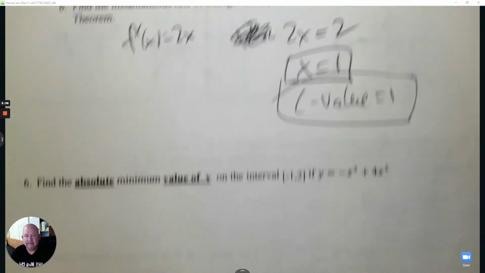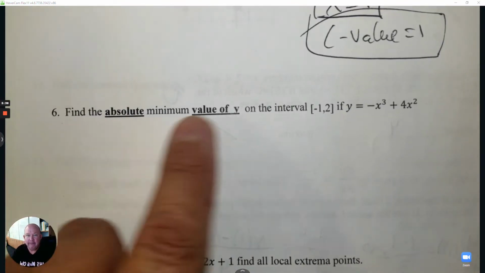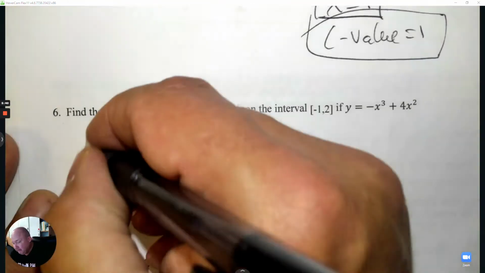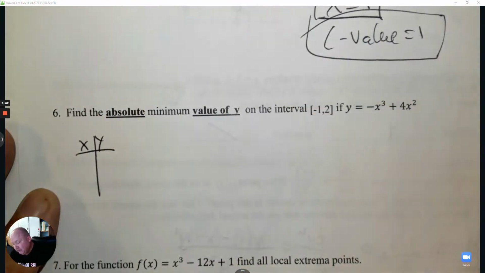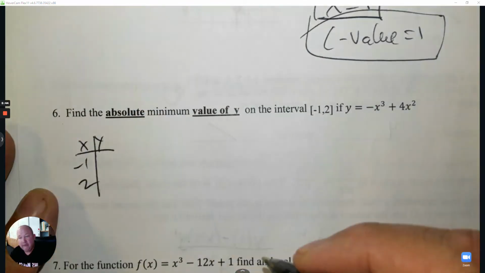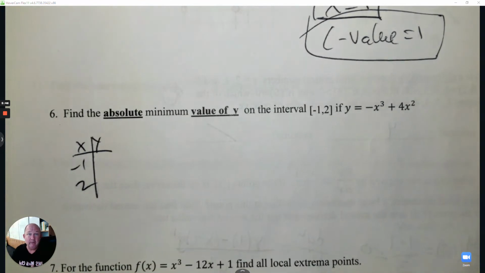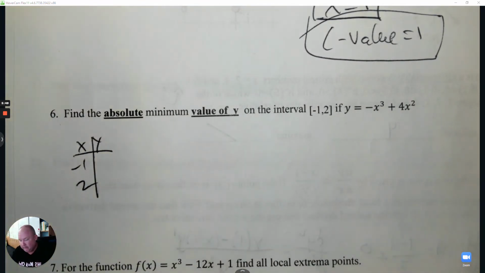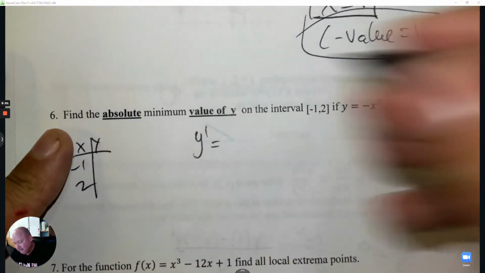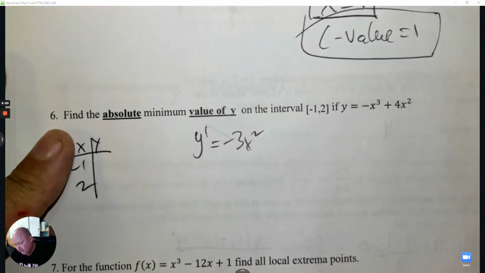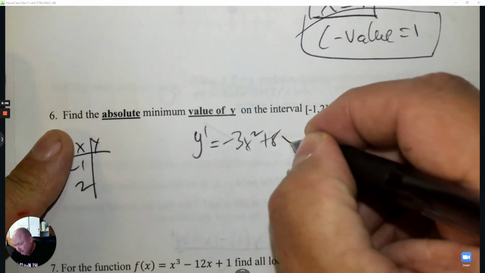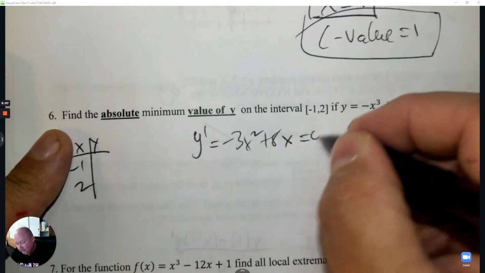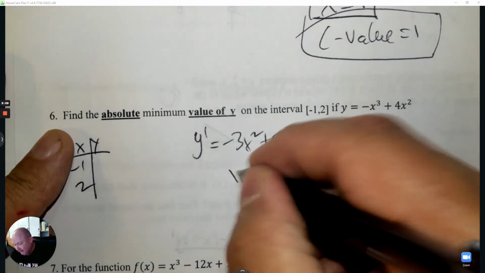All right, number 6. Find the absolute minimum here. This is a table of values question. We start with the interval. So the ends of the interval are -1 and 2. Then we find what are called the critical numbers of the derivative. So we take the derivative, make it equal to 0 and solve it. I'm going to solve this by factoring.